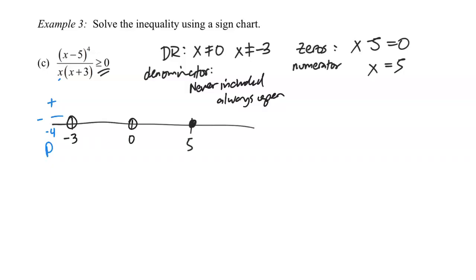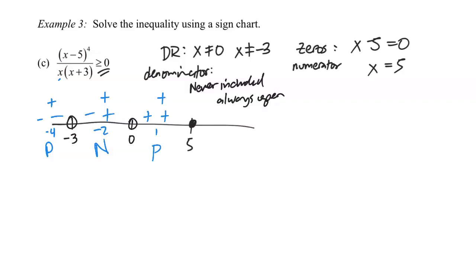Now, between -3 and 0, you've got some options as to what you can plug in. I'm going to plug in -2. -2 minus 5 is negative, but when I raise it to the 4th, that moves it back to positive. -2 is obviously negative, and then -2 plus 3 is a positive, and 1 negative is going to result in a negative. Between 0 and 5, I'm just going to choose 1. 1 minus 5 is negative, but when I raise it to the 4th, it becomes positive. 1 is also positive, and 1 plus 3 is positive, so that section is going to be positive.